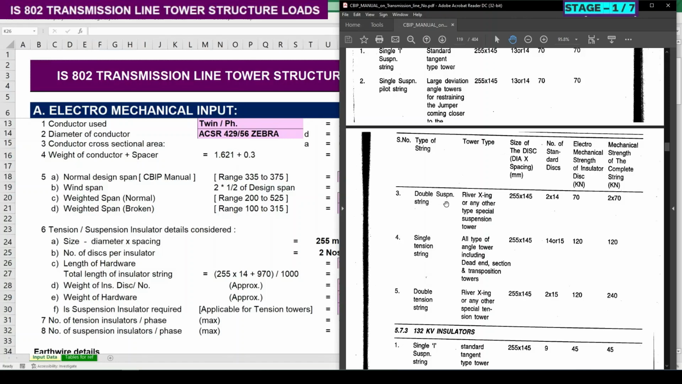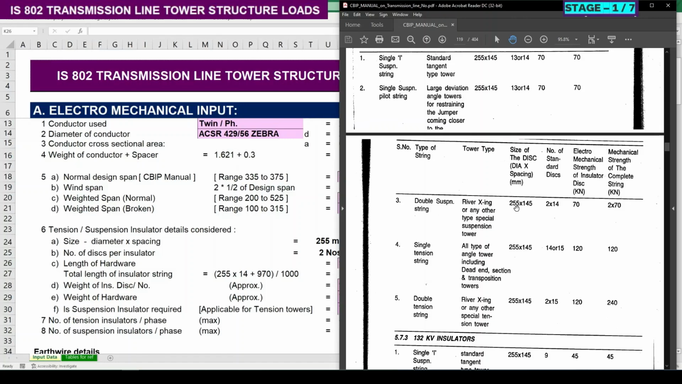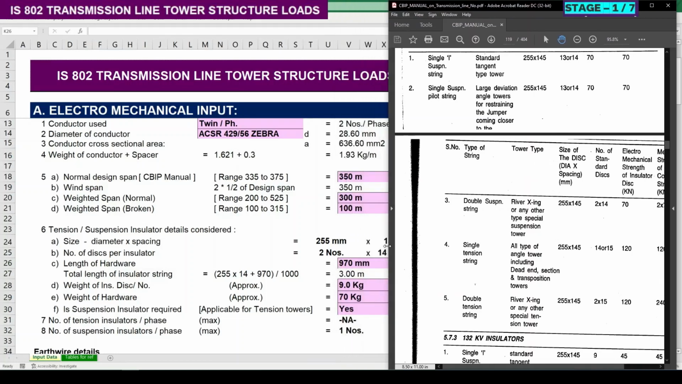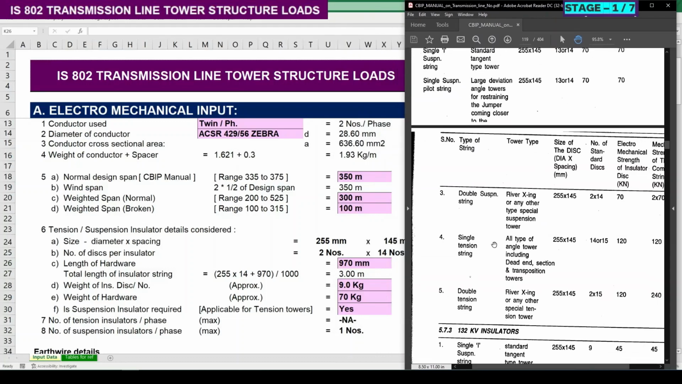So for double suspension string it is mentioned as 255 as the diameter and 145 as the spacing. Here you can see in the left hand side Excel sheet 255 by 145. Similarly, the number of discs per insulator is also given in the CPAP manual table, showing the number of standard discs as 2 into 14. So here 2 into 14 is considered.